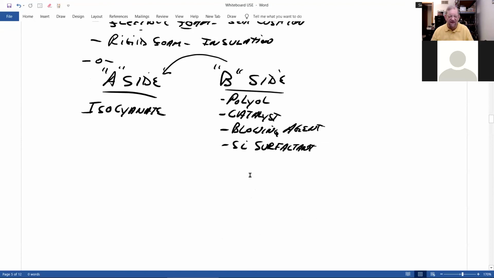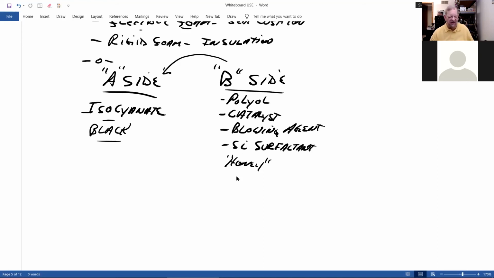Now, when you get the foam, the isocyanate, especially for insulation, is polymeric, and it's almost a black color because you're not going to see insulation. You don't care what color it is. And the B side is sort of a honey color, a light reddish brown.